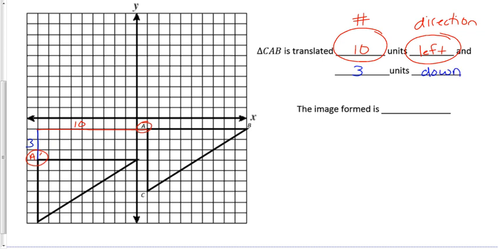I can do this for each vertex. It should match up for every single one. So I'm going to go ahead and do C and count to make sure that it is the same. If I go left 1, 2, 3, 4, 5, 6, 7, 8, 9, 10, and then I go down 1, 2, 3, I end up at C prime. It should be the same for B as well, so that should be B prime. So the image formed is triangle A prime, B prime, C prime. Moving on to the next page.